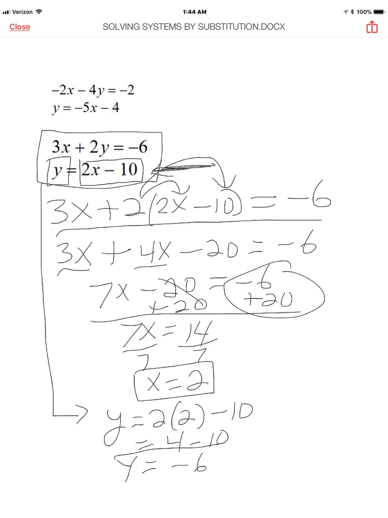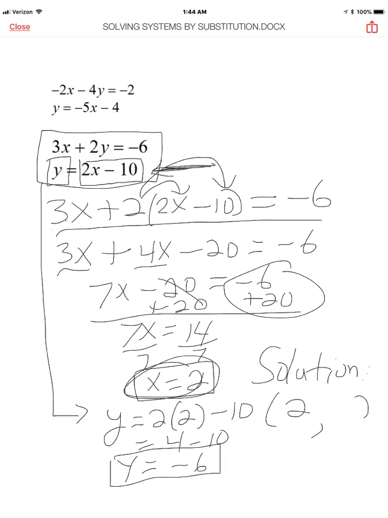Okay? So therefore, we say that the solution, in the form of an ordered pair x comma y, is 2, that's from here, comma, negative 6, which is from here. And that's it. So we just solved one problem on substitution involving systems of equations.